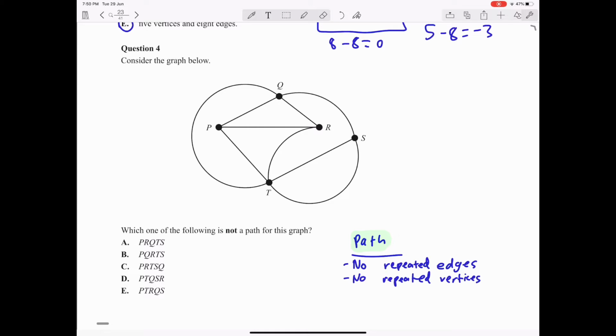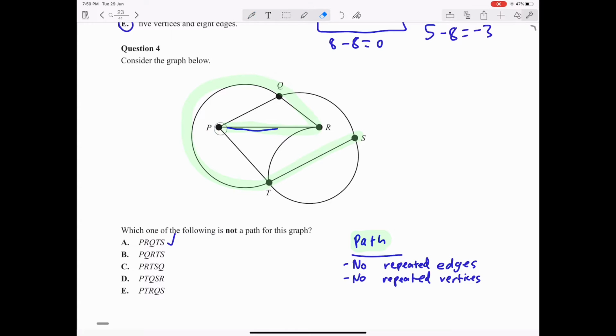Question 4. Consider the graph below. Which one of the following is not a path for this graph? So you should know that a path has no repeated edges or repeated vertices. If there are repeated edges or vertices, then it would not be a path. So let's try option A. P to R to Q to T to S. Therefore, no repeated edges or vertices, so that is a path.